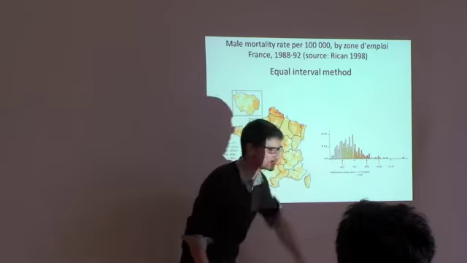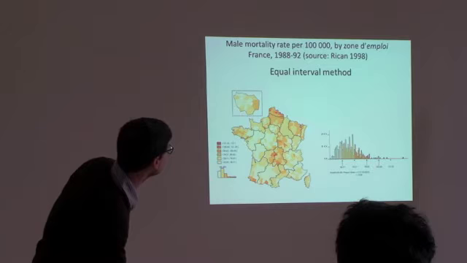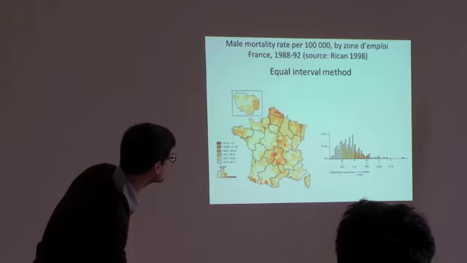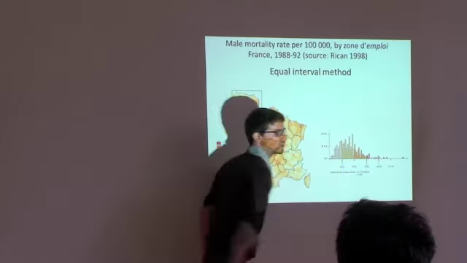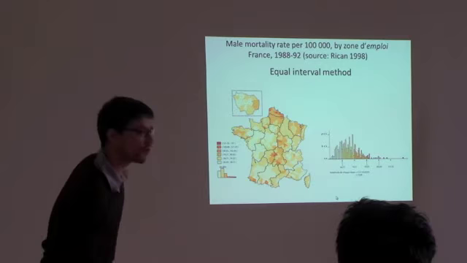In this particular map, the author used the equal interval method to map the indicator, meaning that he used six categories, and the interval of each class is equal, so it cuts the distribution into classes of equal intervals, and this is the resulting map of that indicator.